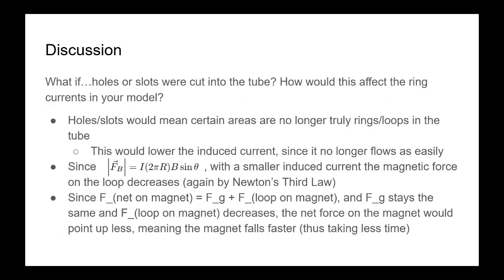However, alternatively, if there were holes in the tube, this would mean that certain areas are no longer truly rings and loops, and therefore this would lower the induced current, which would mean that the magnitude of the force is now lower, which by the same reasoning as before would mean that the net force would point less in the plus y direction, and therefore the magnet would actually fall faster and take less time to fall through.